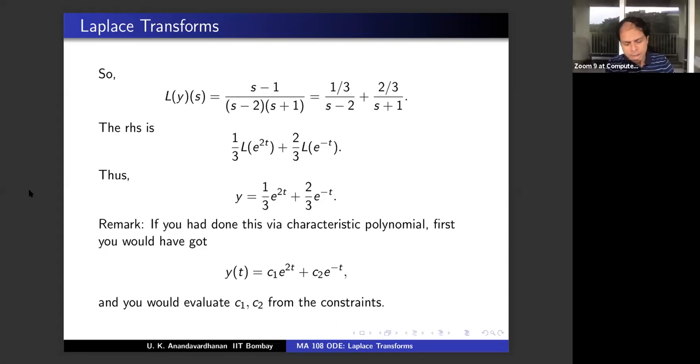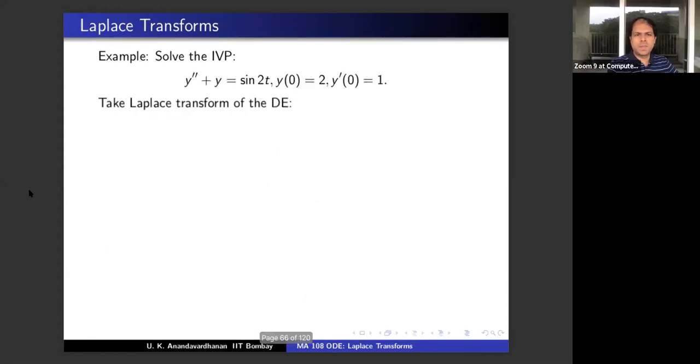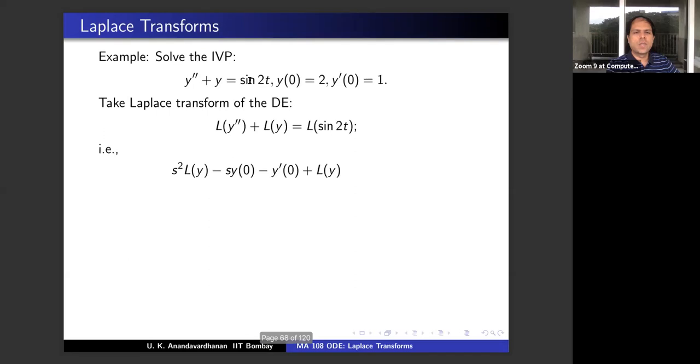So to come back, you need to know how to find the inverse Laplace transform, only then the method is successful. Let's do one more example. Y double prime plus y is sine 2t, y of 0 is something, y prime 0 is something. Take Laplace transform. So you will get L of y double prime plus L of y equal to L of sine 2t. This function also you should know the Laplace transform. Therefore you get s square Ly minus s y 0 minus y prime 0 plus Ly equal to, what is L of sine 2t?